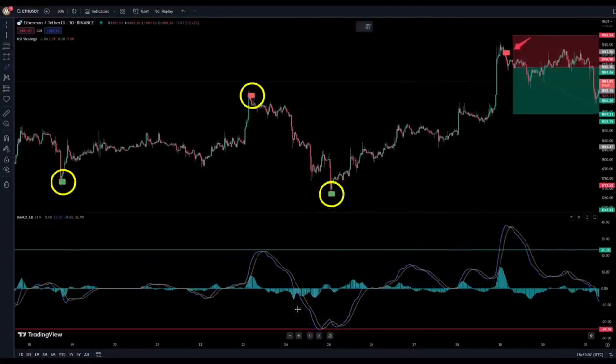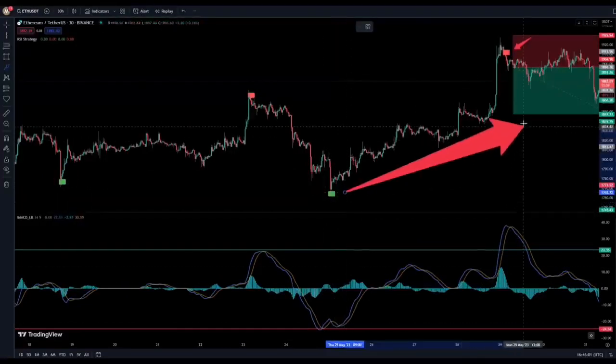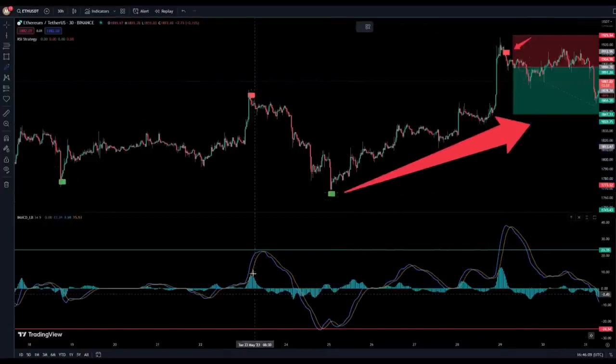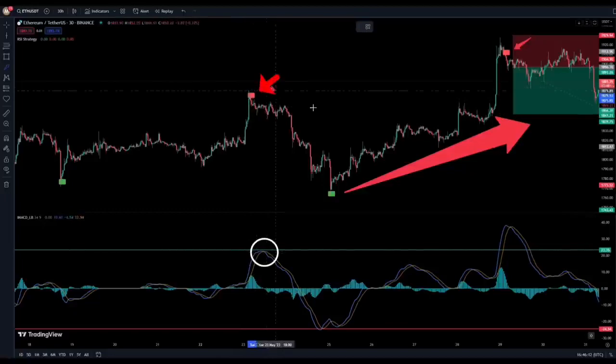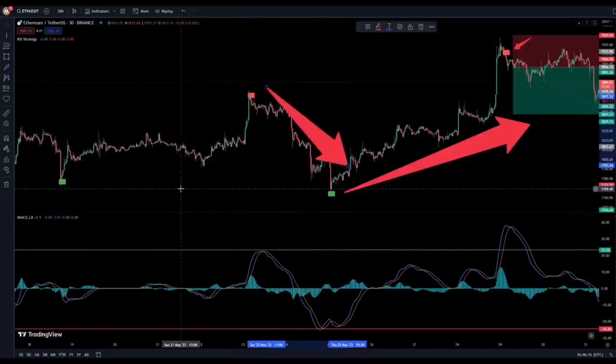For example, we got a crossing here on the red line. Here is the buy signal, and the price has gone up afterwards. We got another crossing here on the line and a sell signal up here. Following that, the price has gone down.